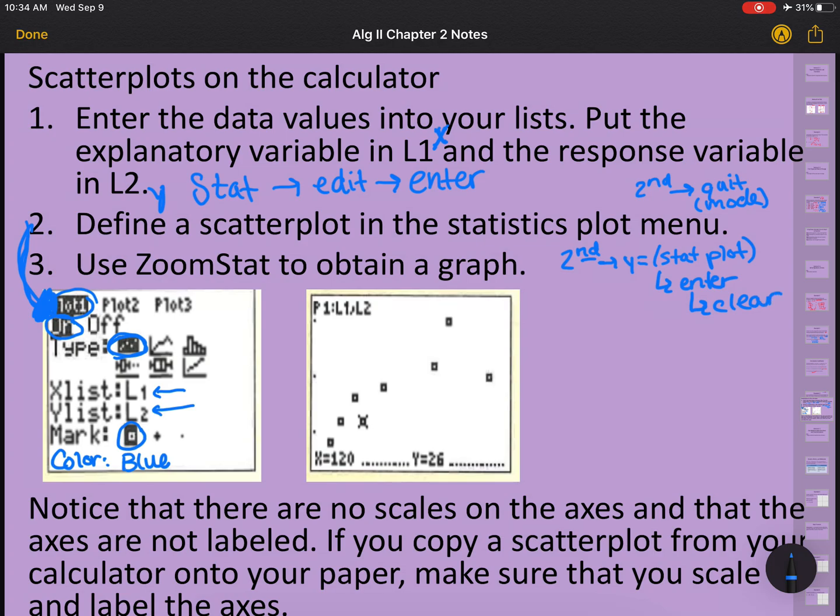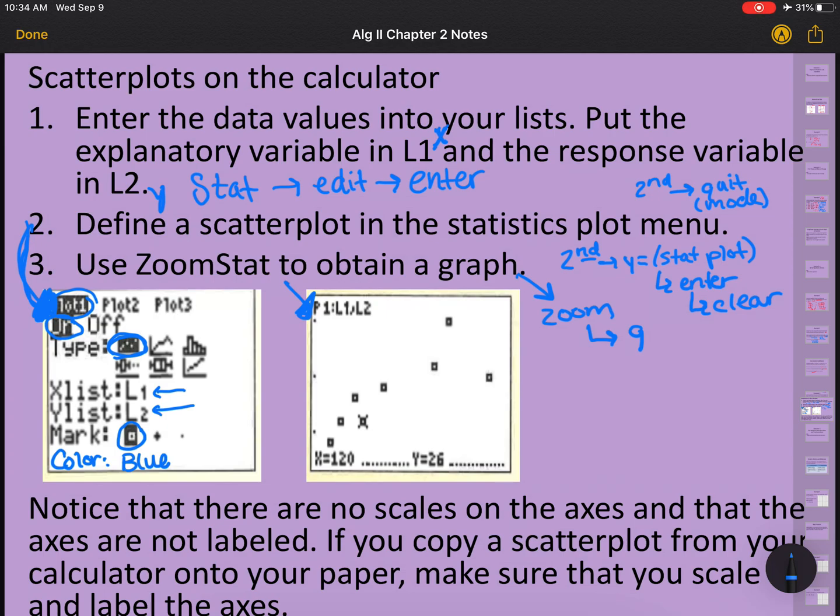And now what we're going to do is hit zoom stat. So if you hit the white button up top, zoom, and then hit number 9, okay, it'll give you your scatter plot, which will look like the second picture here. It'll have your data already graphed for you. It'll have the axes already graphed for you, okay?